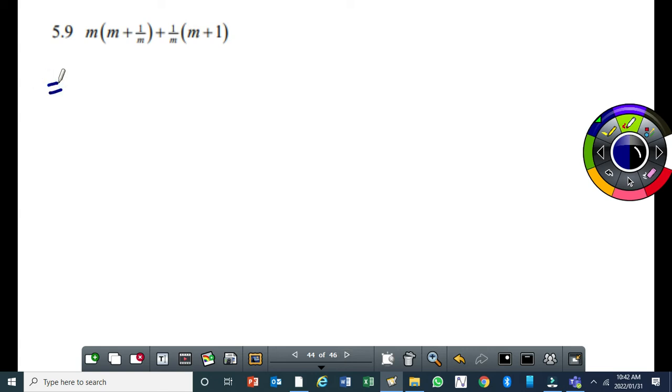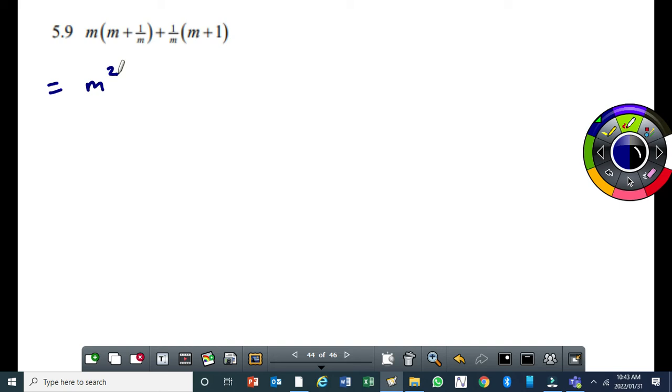But the next question, now I gave you this question because it has fractions, so I wanted you to have exposure to a question which also has fractions, right? So you're not supposed to get scared with that. So first thing, m times m, that's m squared, right? Then m times 1 over m. I hope you are aware that if you multiply a whole number and a fraction, the whole number multiplies the numerator of the fraction.